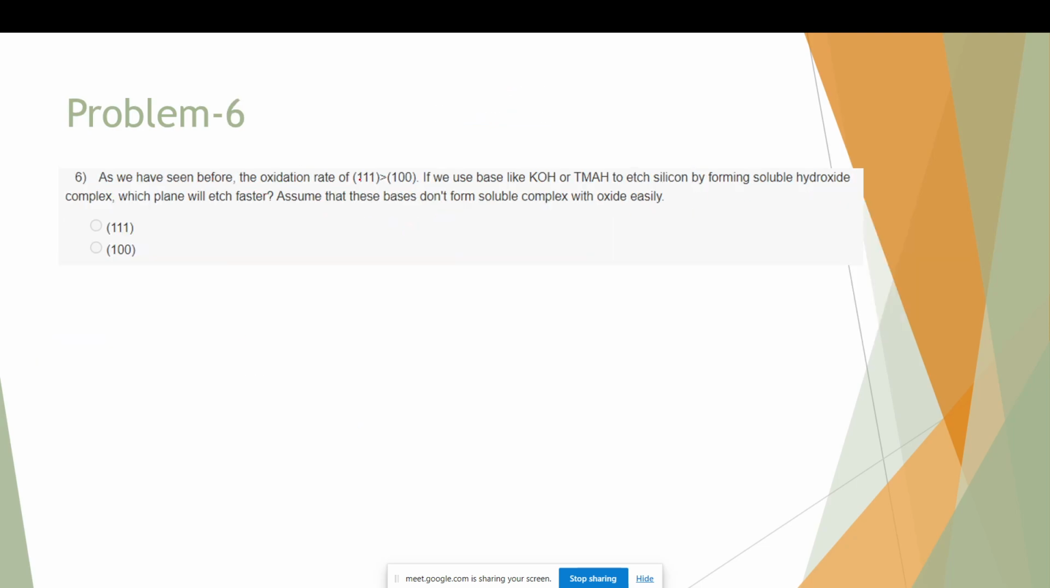As we have seen before, the oxidation rate of 111 is greater than 100. If we use a base like KOH or TMAH to etch silicon by forming soluble hydroxide complex, which plane will etch faster? Assume that these bases don't form soluble complex with oxide easily. They have already given us this hint: these bases, KOH and TMAH, don't form soluble complex with oxide.